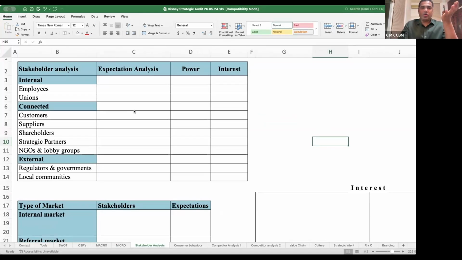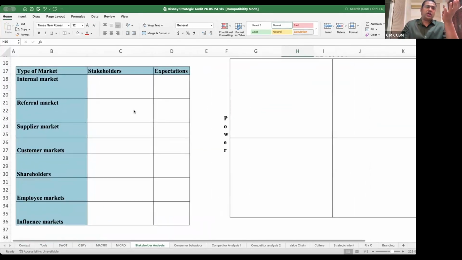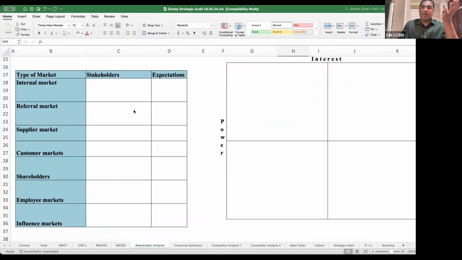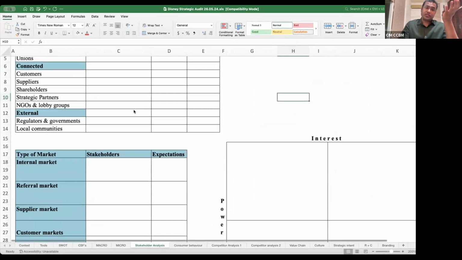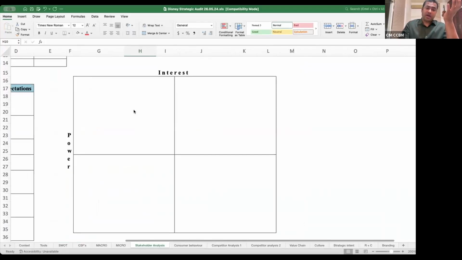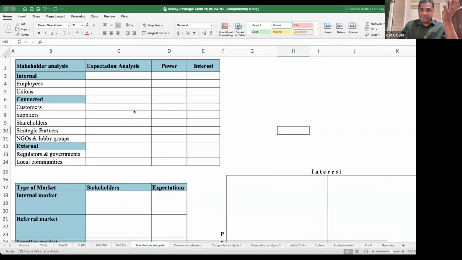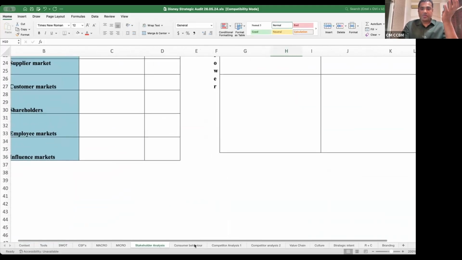This is the stakeholder analysis. What are the expectations, the level of power and interest? Every A grade would have it. Some of you can do the 7 markets model if you want to, because there's no question on stakeholders. So you can stick to maybe the power and interest Mendelow matrix and the expectation analysis, right?